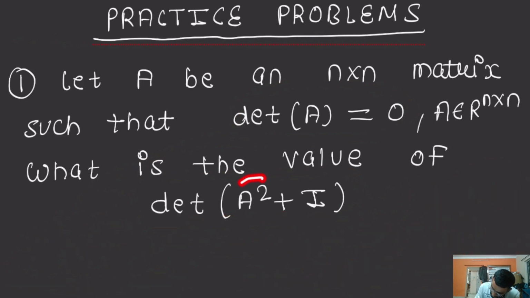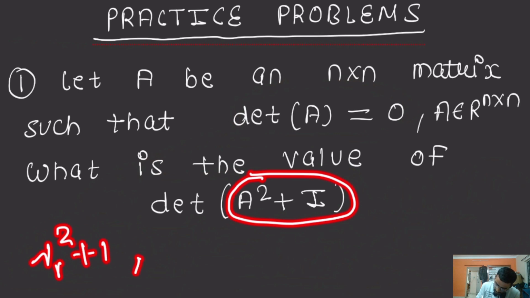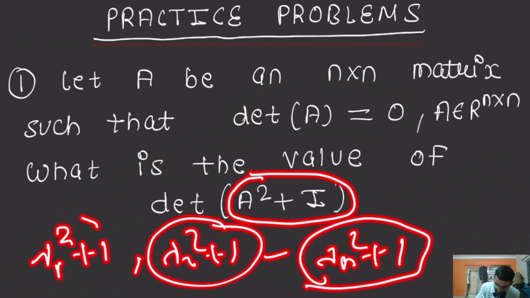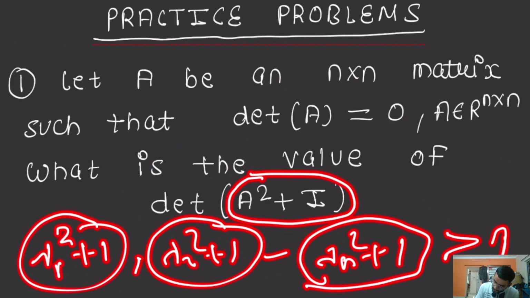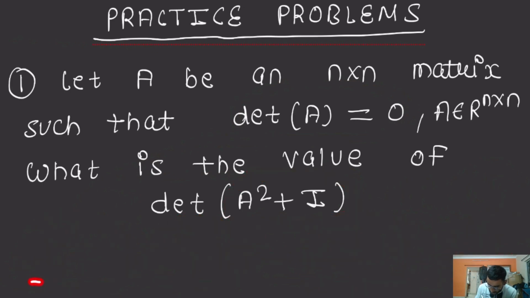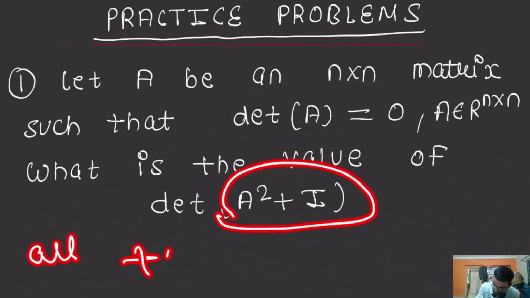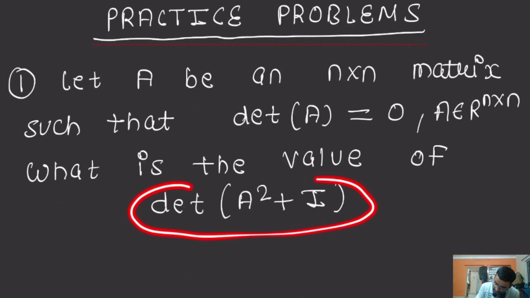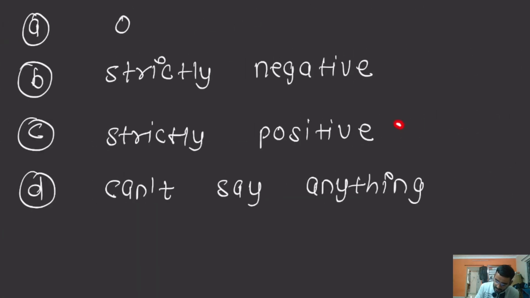Then the eigenvalues of A squared plus I will be lambda 1 square plus 1, lambda 2 square plus 1, up to lambda n square plus 1. This will always be greater than or equal to 1, and hence all eigenvalues of this term will always be positive. The determinant is just the product of eigenvalues. Now all eigenvalues are positive, hence the determinant is strictly positive.